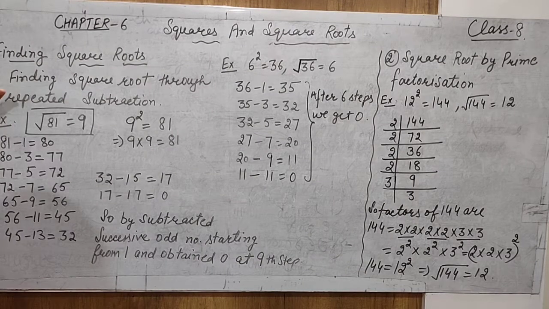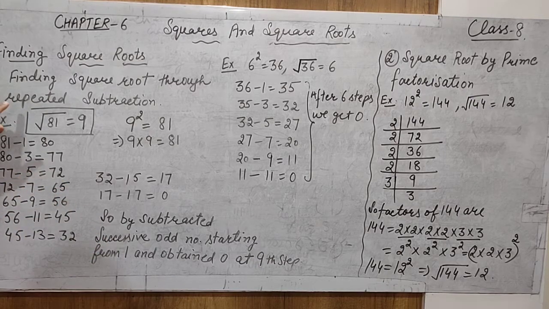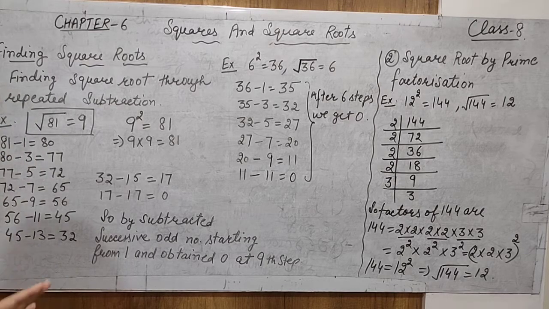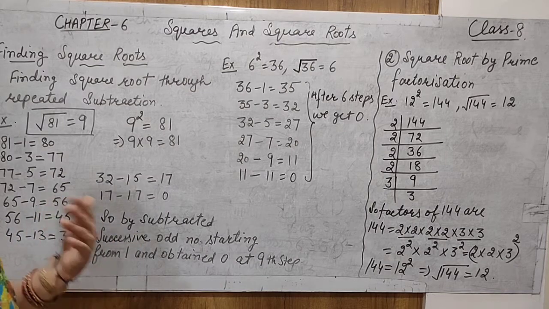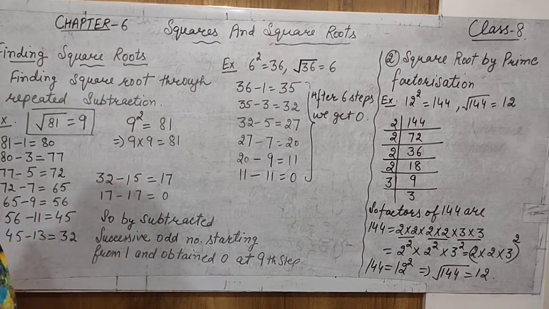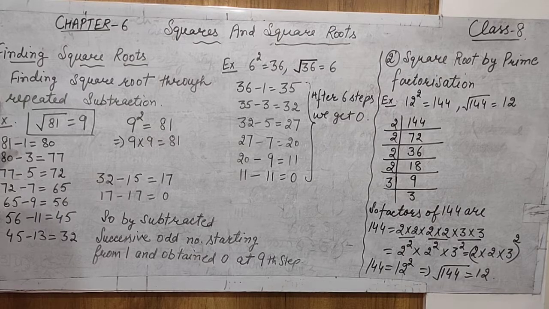Now we move towards the square root. How do we find the square roots of different numbers? Finding the square root through repeated subtraction is the first method. Every number is not a perfect square, but a few numbers like 25, 36, 1 square is 1, 2 square is 4, 3 square is 9 are perfect squares. Only the square root of a perfect square is possible. So now, how do we find it? The first step is repeated subtraction.